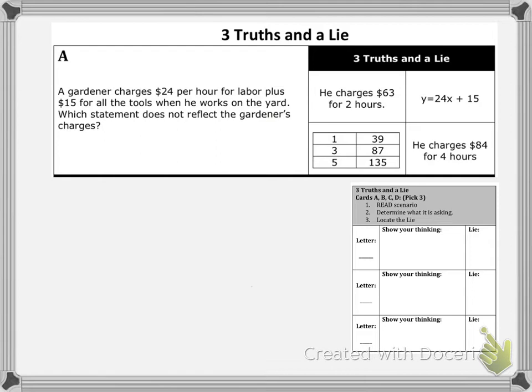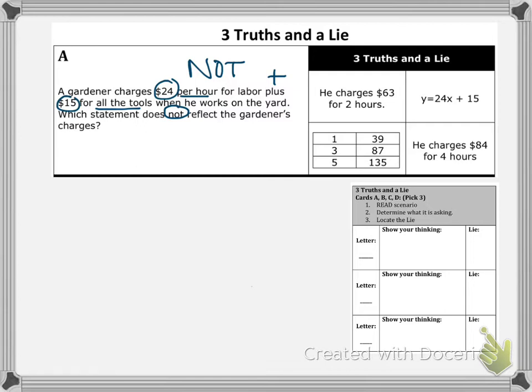Okay, so A says a gardener charges $24 per hour for labor, plus $15 for all the tools when he works on the yard. Which statement does not...? Anytime I see the word not, I just write a big not there to let me know that I'm finding the one that doesn't fit. Which one does not reflect the gardener's charges?